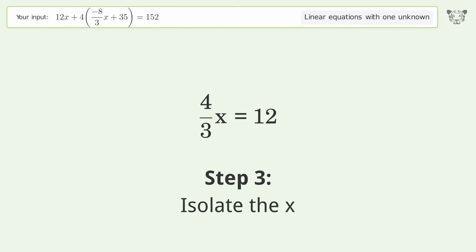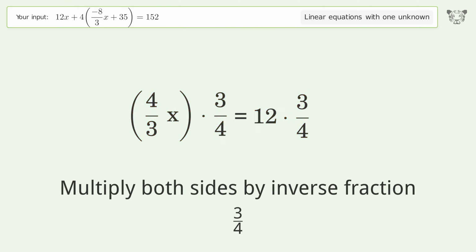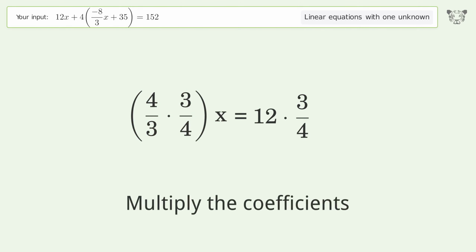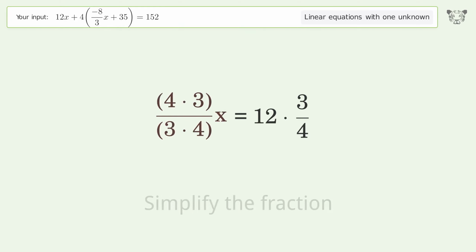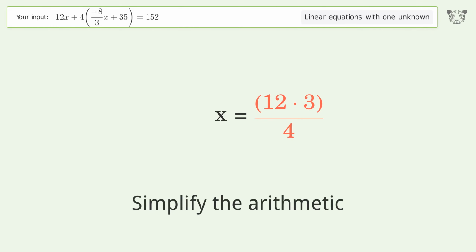Isolate the x. Multiply both sides by the inverse fraction 3/4. Group like terms. Multiply the coefficients. Simplify the fraction. Multiply the fractions. Simplify the arithmetic.